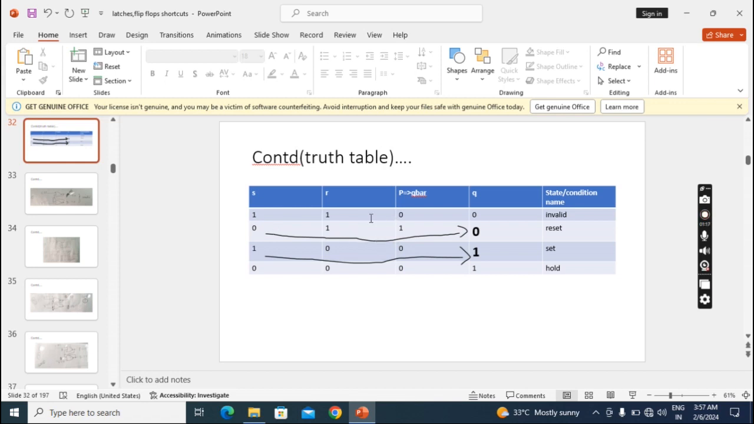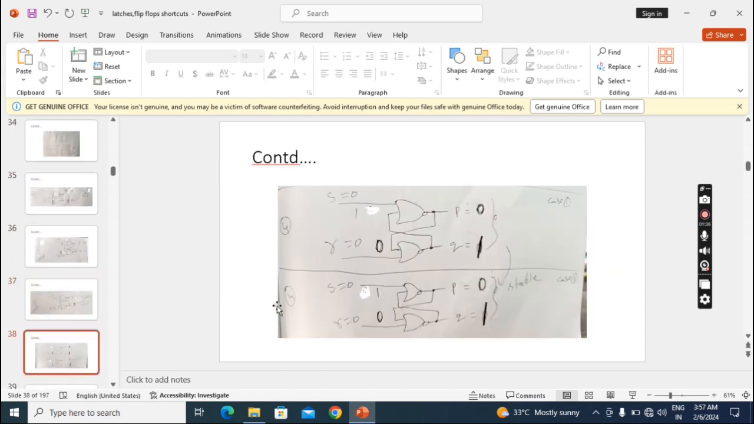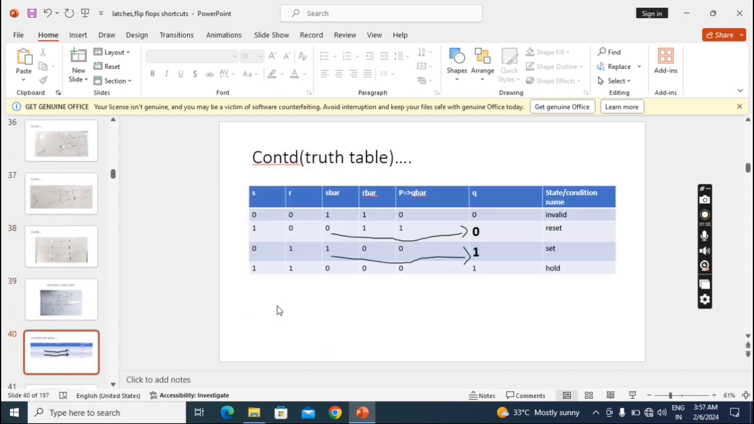Okay, same here we can see when SR equals 1 1, the circuit becomes invalid, and when SR is 0 1, the circuit becomes reset, when SR is 1 0, the circuit becomes set, and when both inputs are 0 0, the circuit becomes hold. So you have to remember these conditions, then come to this S bar R bar truth table.